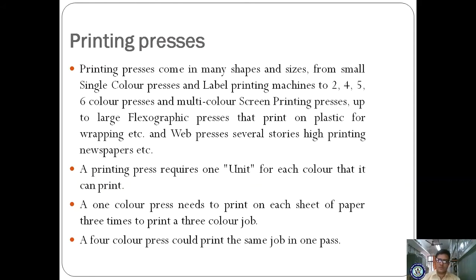A one color press, if you are using only a single color to print, has to print on each sheet of paper 3 times to print a 3 color job. It has to print thrice if you are using 3 colors. A 4 color press could print the same job in one pass. If you are using a 4 color press, then it will print within one pass only.